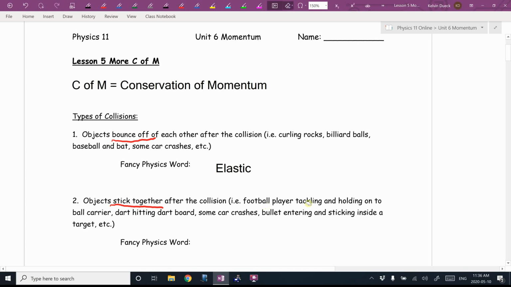Okay? The second main type of collision is where the objects stick together. A football player tackling and holding on to the ball carrier. A dart hitting a dartboard, assuming the dart doesn't fall off the dartboard. Arrow hitting a target. Some car crashes stick together. Bullet entering and sticking inside a target, not going through the target, but sticking inside the target. We have a fancy word for that.